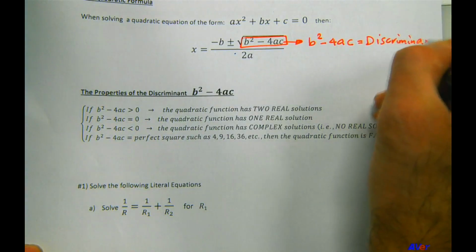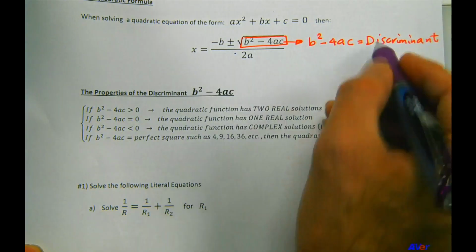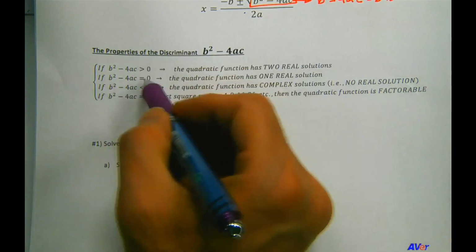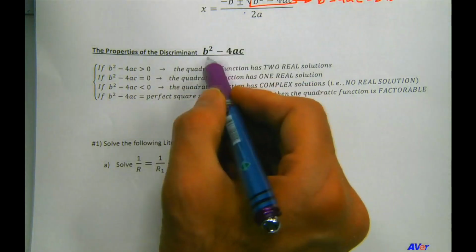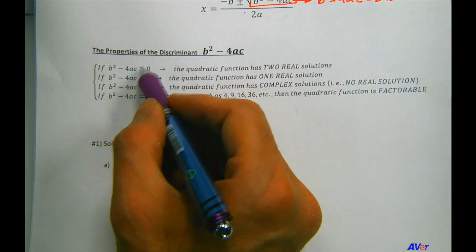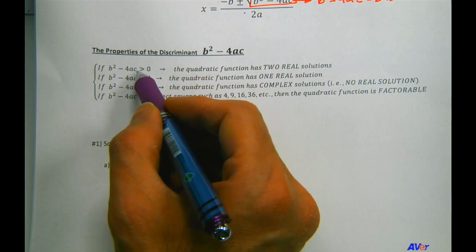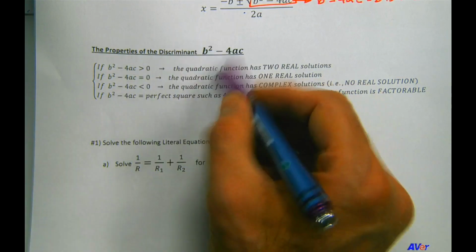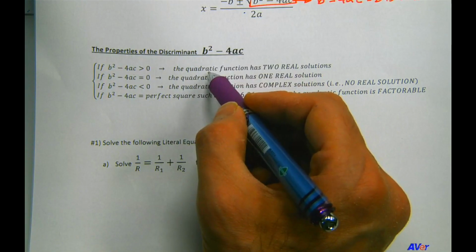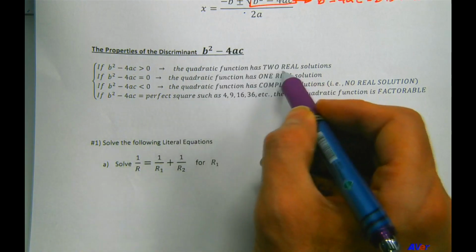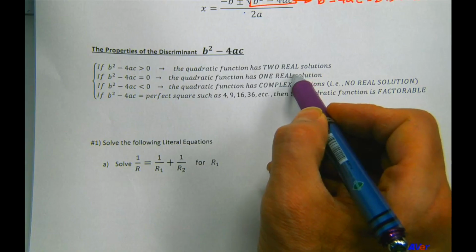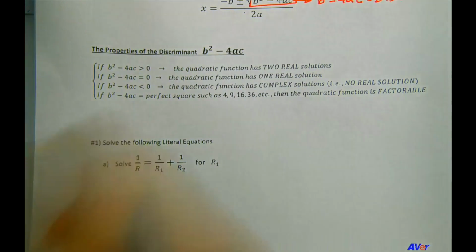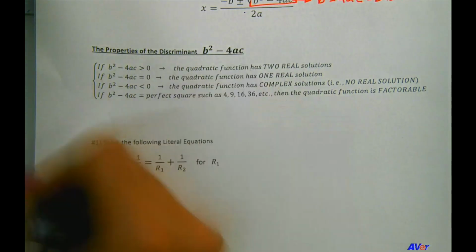It has a name, and the discriminant has properties. The properties of the discriminant are as follows. If the discriminant, which is b squared minus 4ac, is some positive value, or greater than 0, then we know, without solving the quadratic equation, that the quadratic function has two real solutions. By real we mean real number solutions. If that discriminant is positive, that's the case.